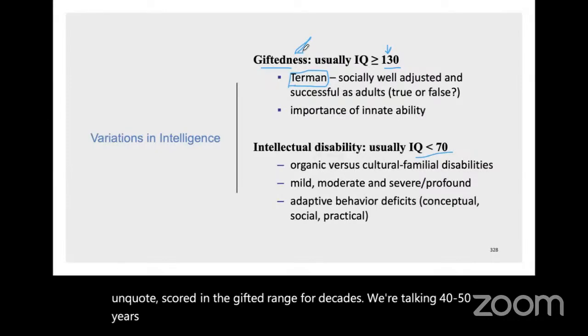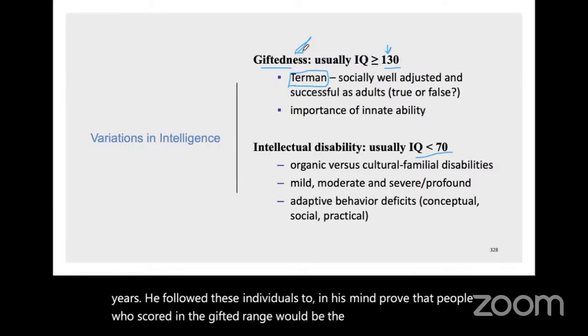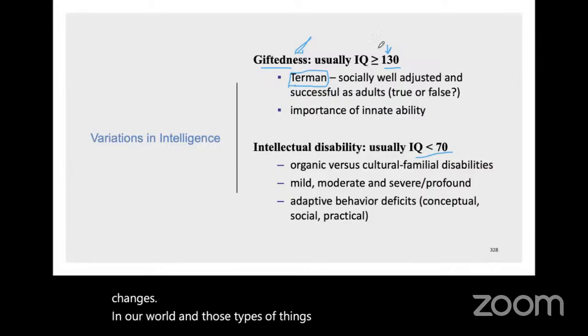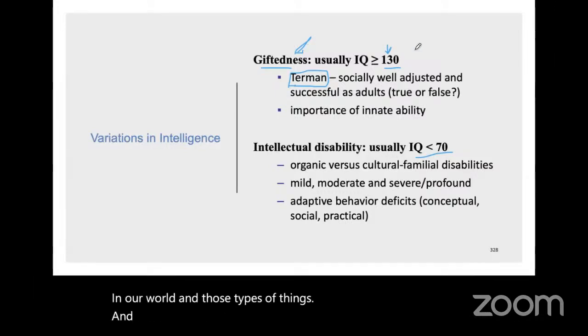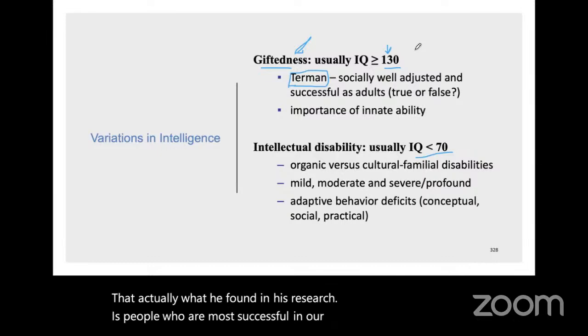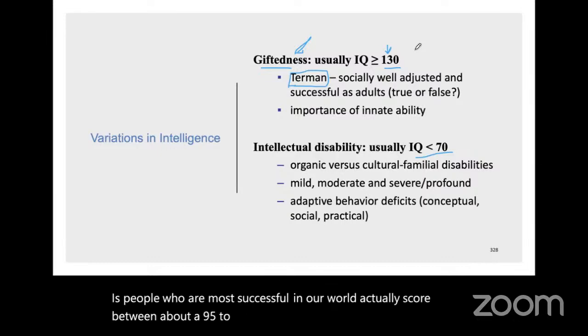He followed these individuals to, in his mind, prove that people who scored in the gifted range would be the leaders of the world, would be the grand people who are making all of these life changes in our world and those types of things. And what he found, to his own dismay, is no, it doesn't. That actually what he found in his research is people who are most successful in our world actually score between about a 95 to about a 110 IQ, meaning average.